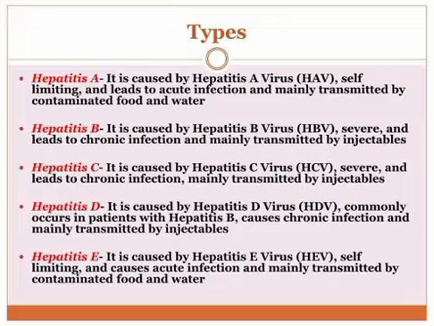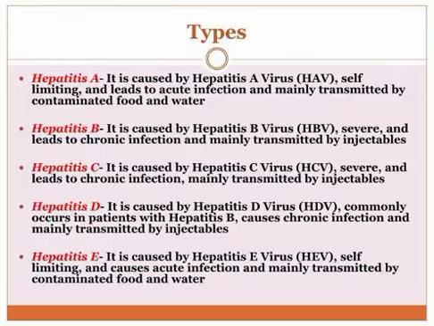Next will be hepatitis B. Hepatitis B is caused by the hepatitis B virus, but it is somewhat severe and leads to chronic infections, mainly transmitted by injectables. Next will be hepatitis C. Hepatitis C is caused by the hepatitis C virus, which is severe and leads to chronic infections, mainly transmitted by injectables. Hepatitis B and C are similar in nature.